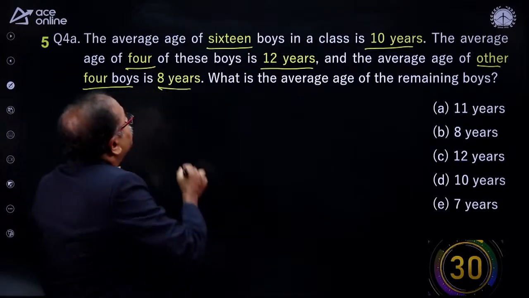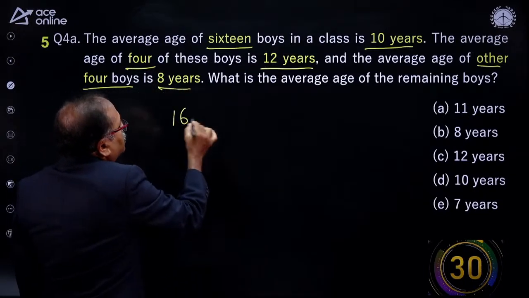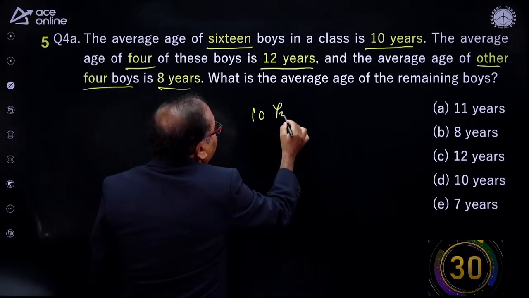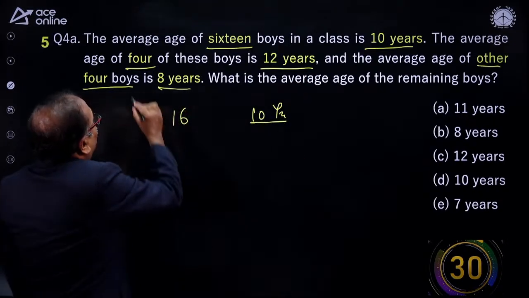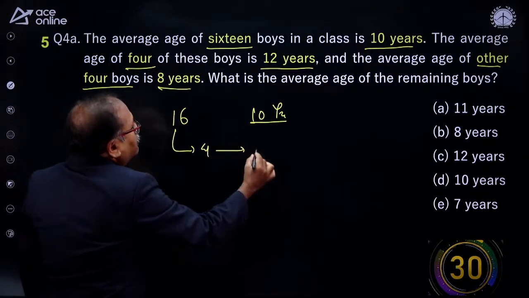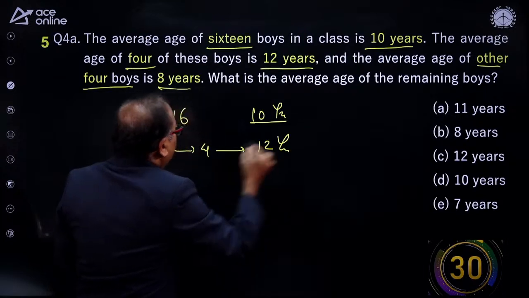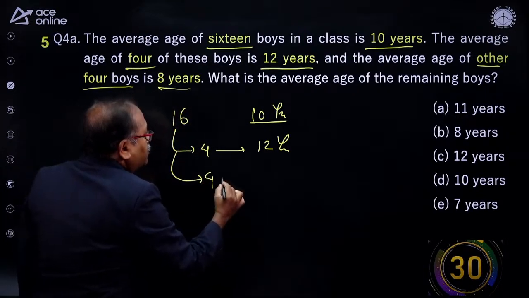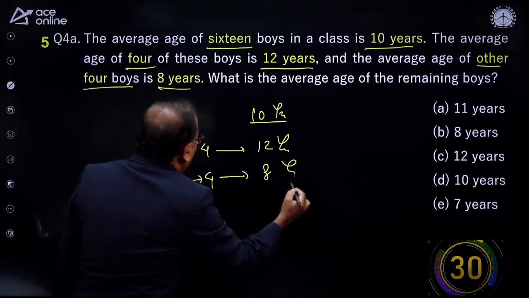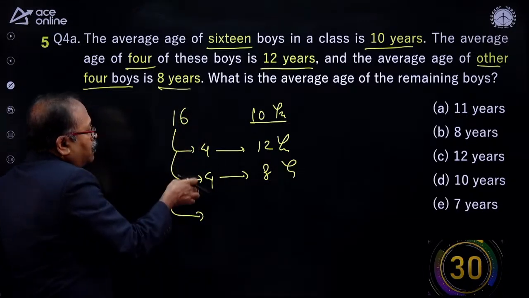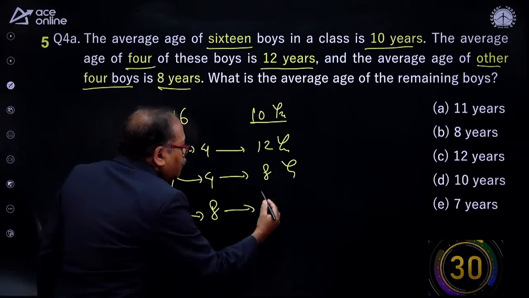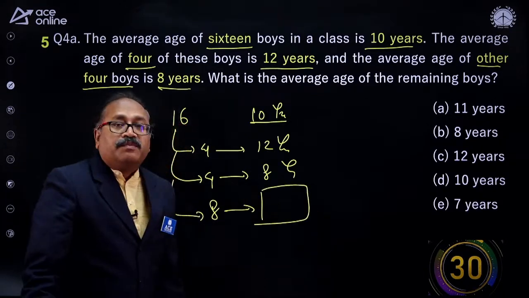Similar type of question. It is said that there are 16 boys and their average age is 10 years. Out of this 16, 4 students are there whose average is 12 years, and another 4 students are there out of these 16 and their average is 8 years. Then how much is the remaining one? The remaining one is, if I take out the 8 from 16, I get 8. So what will be the average of these remaining people?